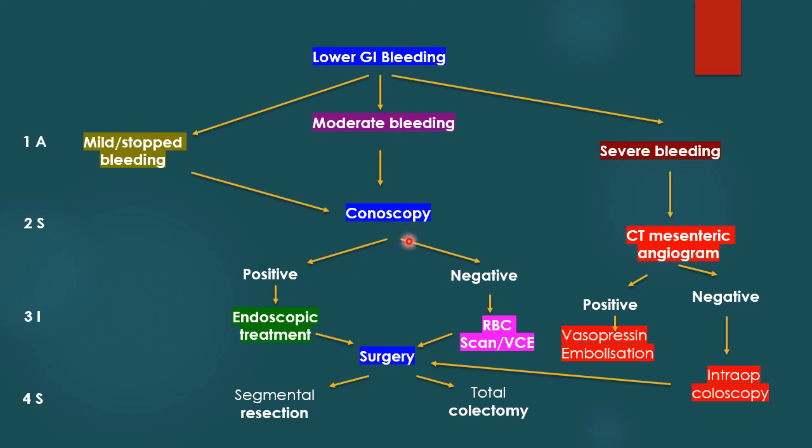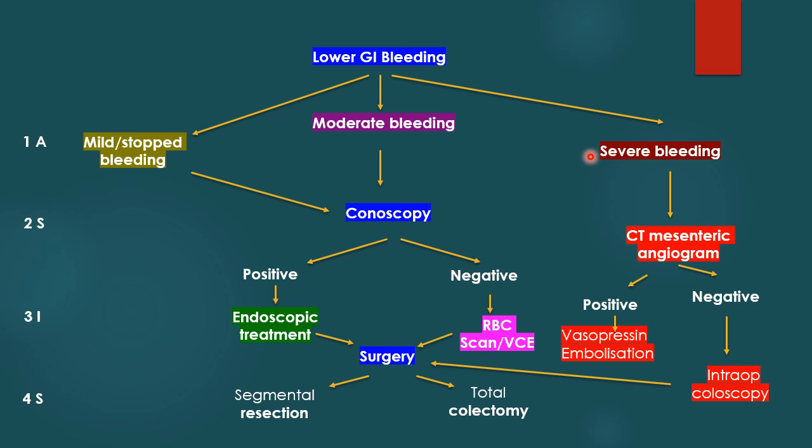If on colonoscopy it is negative, then you subject the patient to an RBC scan or a video capsule endoscopy. And if this finds the source of bleeding, then you subject the patient to surgery and do the necessary resection.